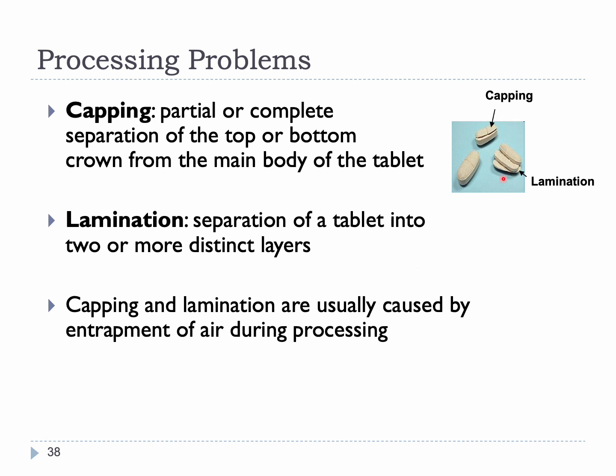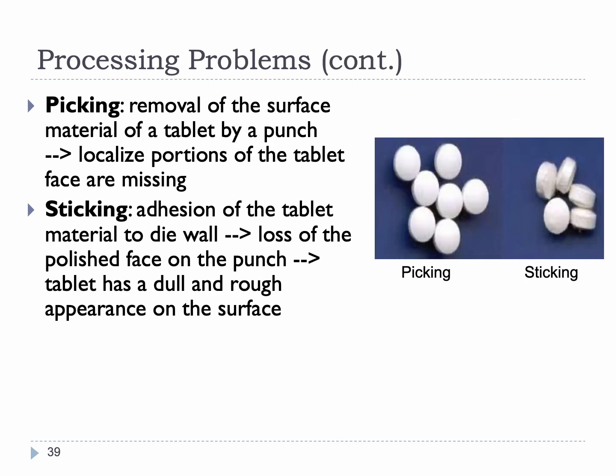This means during the compression of tablets, if there's some air entrapped in the middle of the tablets, capping or lamination can happen. And with transportation and storage, the layer or the part can be broken down and separate from the tablets and make this kind of tablet broken.